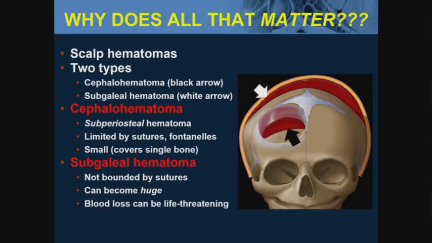Well, now we will. A cephalohematoma is basically a subperiosteal hematoma. It's the extracranial equivalent, if you wish, of an epidural hematoma. It's going to be limited by the sutures and the fontanelles, and it's relatively small and typically covers a single bone. So here on our anatomic diagram, this smaller hematoma is a cephalohematoma. Think of it as a subperiosteal or extracranial, quote, epidural hematoma.